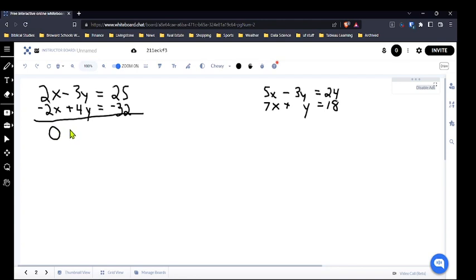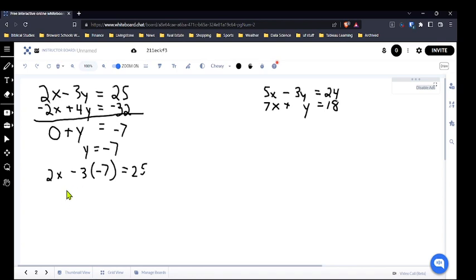We're going to add. And this is going to be minus 3y plus 4y, which becomes just y. So here you have 0 plus y is equal to 25 plus minus 32, which is minus 7. Now 0 plus y is the same thing as y, so y equals minus 7. Now we plug back into one of the equations, so we say 2x minus 3 times y, which is minus 7, equals 25. I could have put that back into the other equation, but it doesn't really matter.